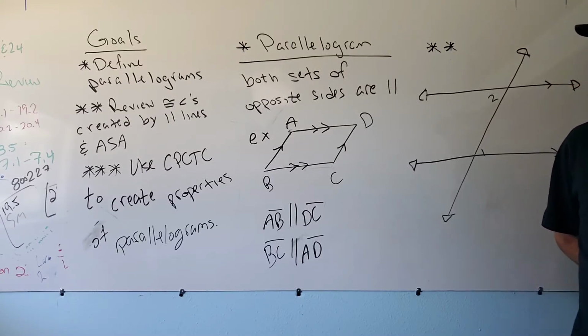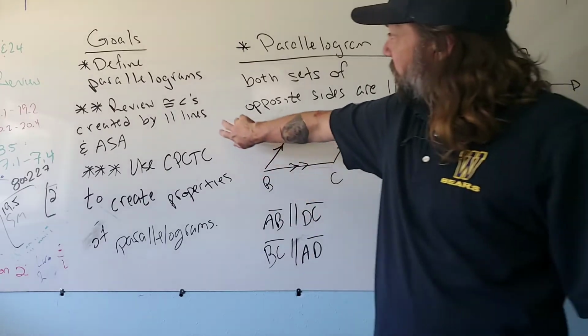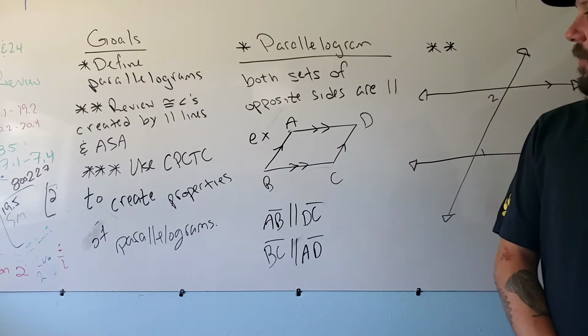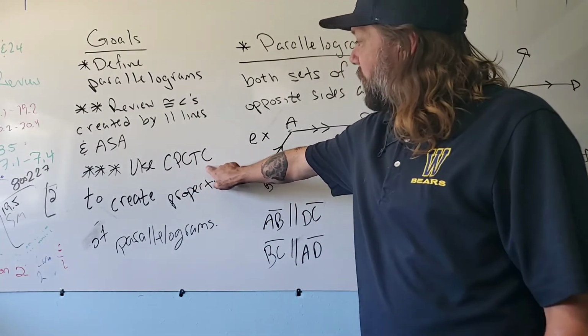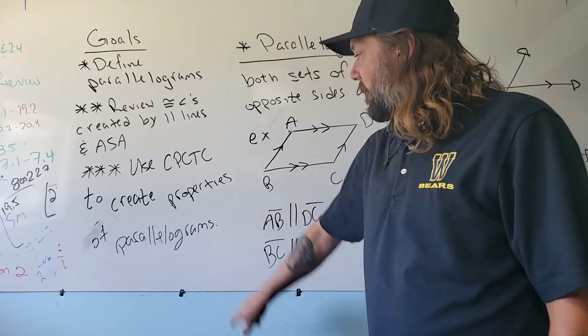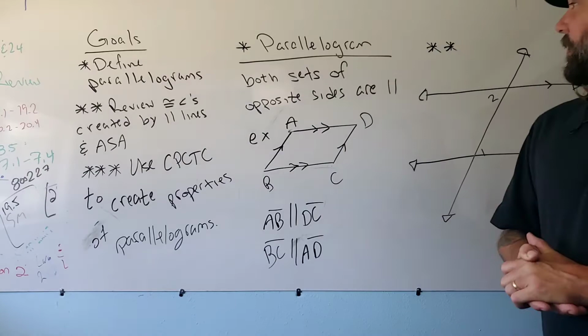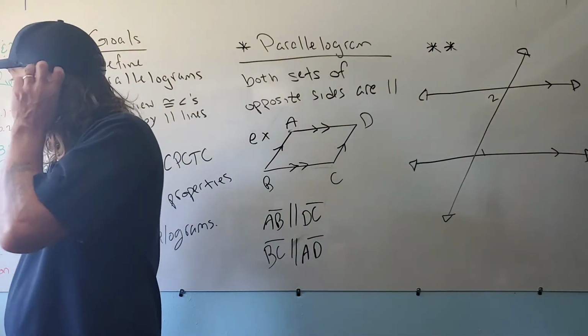Our very first goal is going to be to define a parallelogram. Our second goal is going to be to review congruent angles created by parallel lines and angle-side-angle. And our third goal is going to be to use corresponding parts of congruent triangles are congruent to create properties of parallelograms. So again, I think this is a pretty good lesson. We see a lot of concepts tied together here.